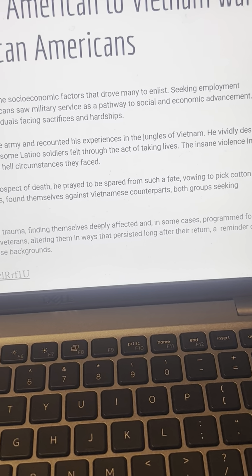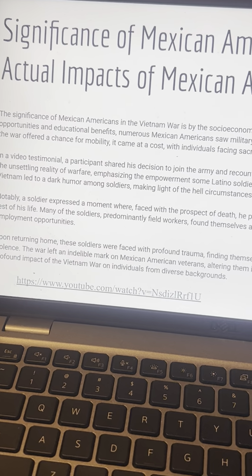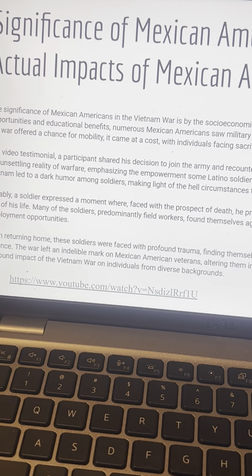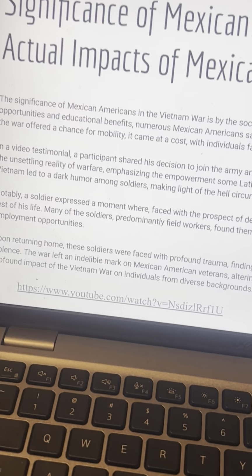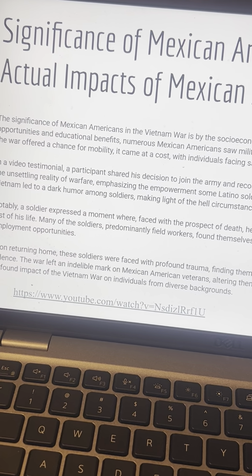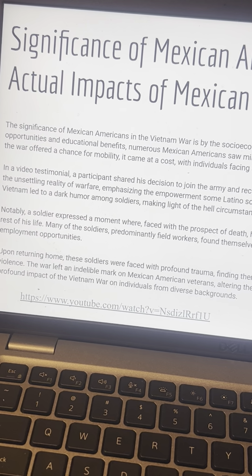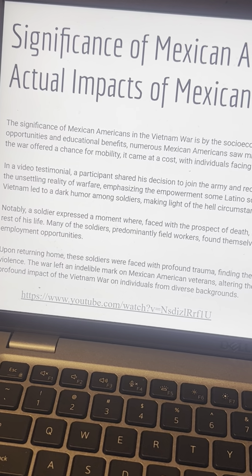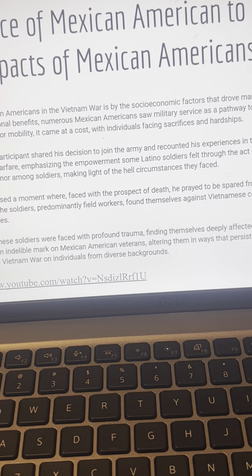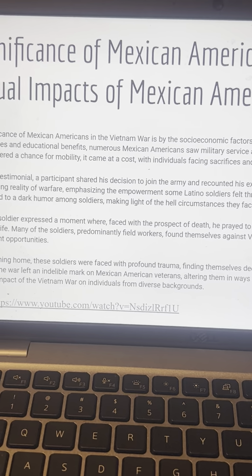So a lot of these people, Mexican Americans, coming from Mexico, a lot of them were working in the fields when they first got here, and it was hard to find a job. So some of them decided, hey, maybe this could be a better path for us. So some of them just said, hey, let's enlist in this war and improve our lives. It came at a cost, with individuals facing sacrifices and hardships.